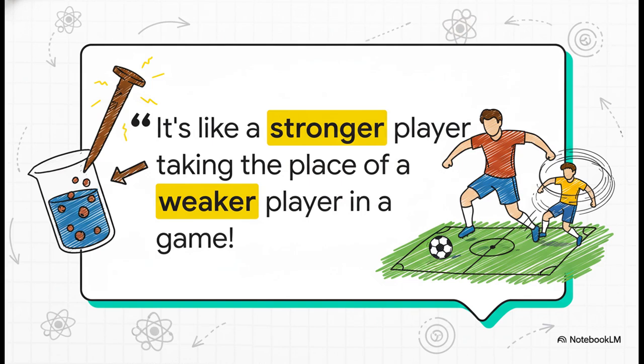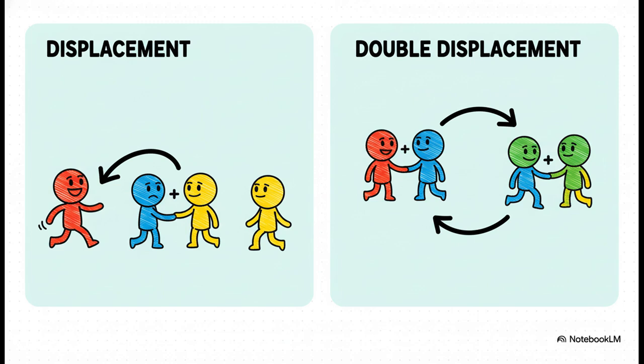Dr. Shubham's analogy here is just perfect. This is a displacement reaction. The more reactive element, the iron, literally displaces or kicks out the less reactive copper from the solution. The stronger player just takes the field. But what if everyone wants to switch things up? Well, that leads us to something called a double displacement reaction. Instead of just one element pushing another one out, here we have two compounds that completely exchange their partners. It's almost like two couples swapping dance partners to create two entirely new couples.